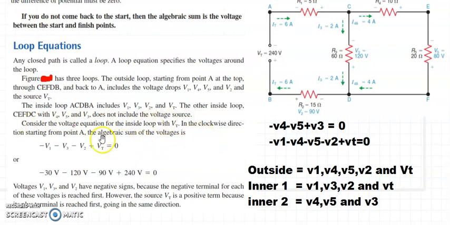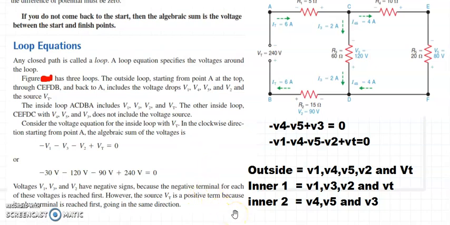In the clockwise direction, starting from point A, the algebraic sum of voltages for the first inner loop is minus V1, minus V3, minus V2, plus VT, because this is plus and the remaining are minus, and it equals 0. If we put in the values, we get minus 120 minus 30 minus 90, which makes minus 240, and minus 240 plus 240 equals 0. So this is the method of forming a loop equation according to Kirchhoff's voltage law.